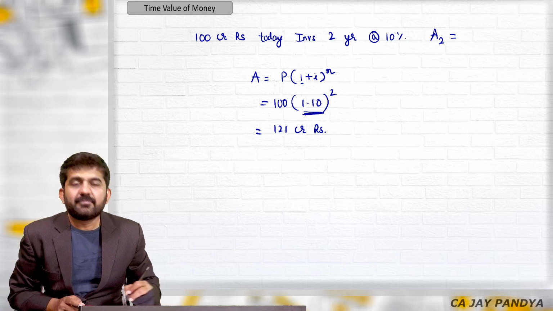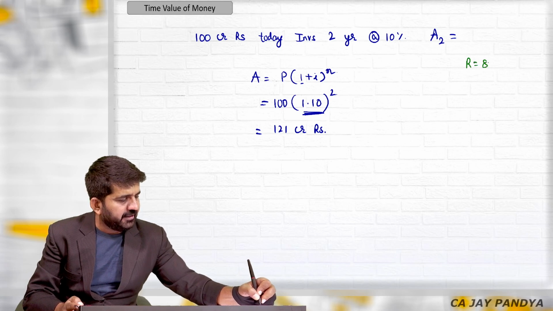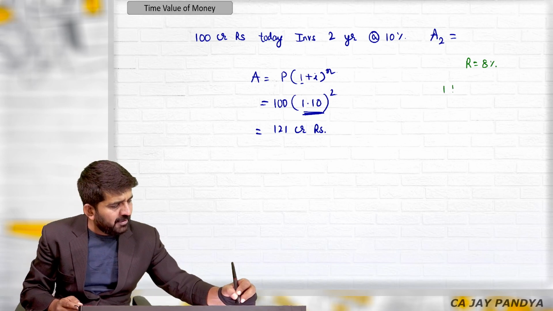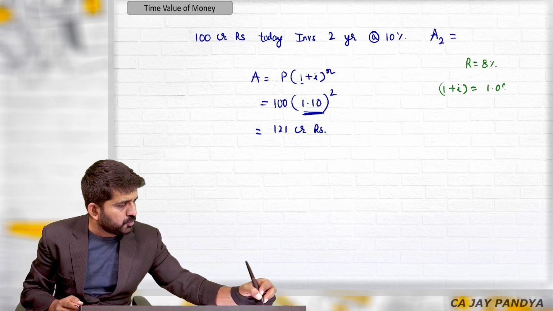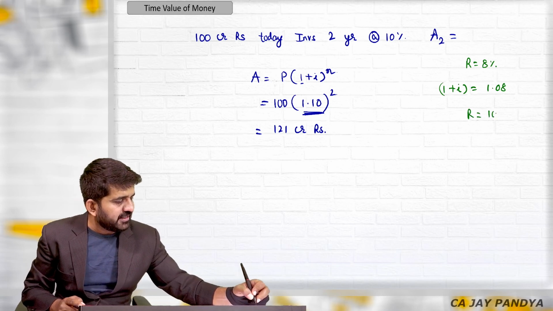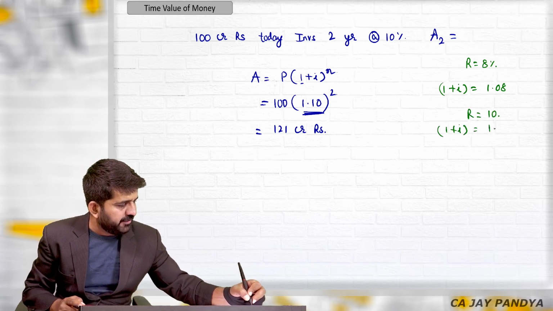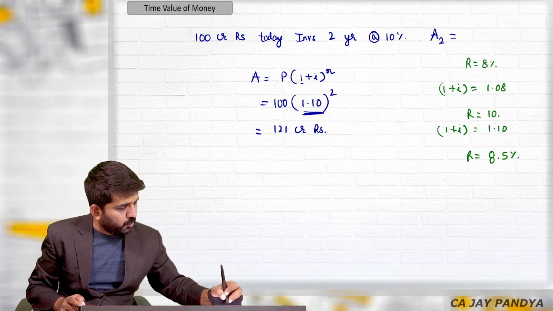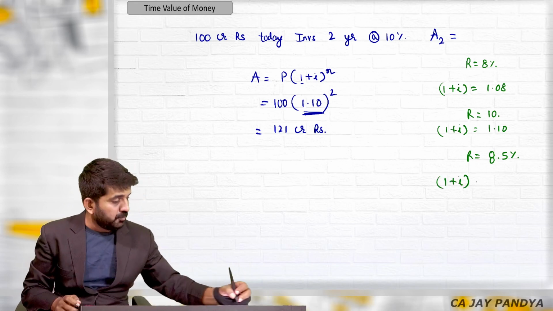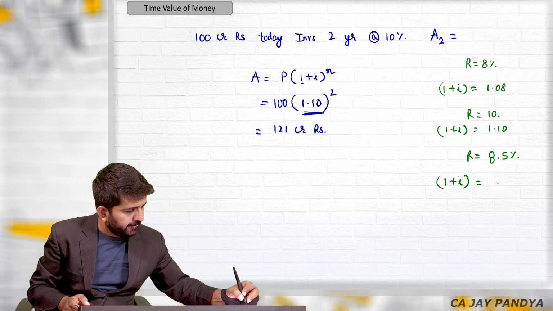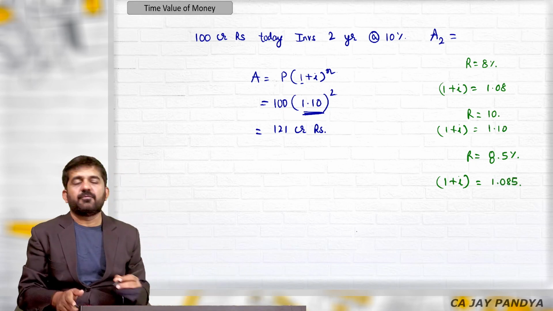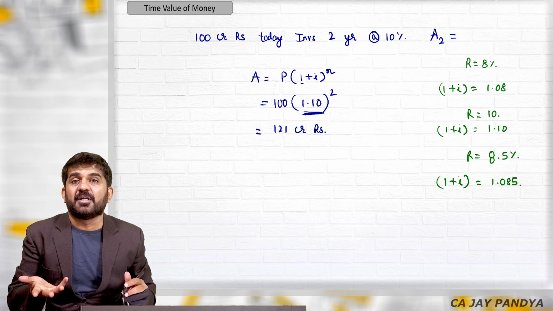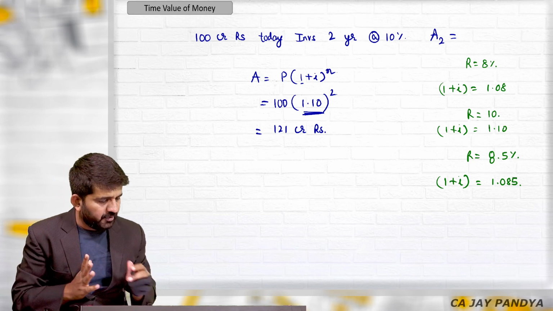See how I have done this. If the rate of interest is say 8%, now I know what is I, 0.08. But what will be 1 plus I? If the rate is 8%, it is 1.08. If the rate is 10%, what will be 1 plus I? We have already done 1.10. If the rate is 8.5%, what will be 1 plus I? I am not asking I. What will be 1 plus I is 1.085. So you should learn how to convert your R directly into 1 plus I. I'm not talking just I, directly converting into 1 plus I.